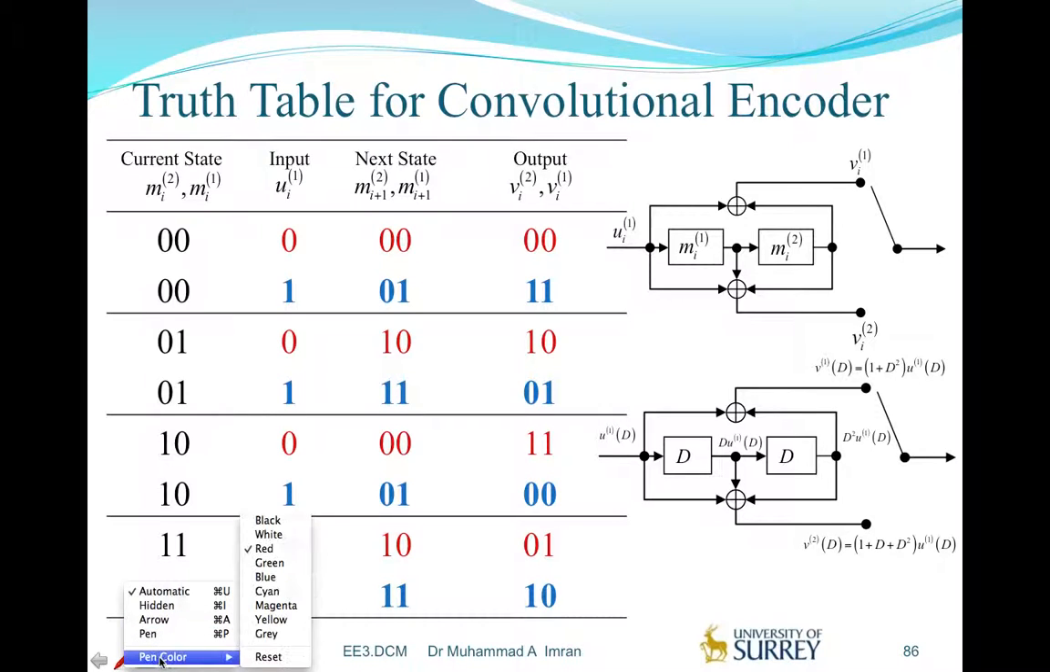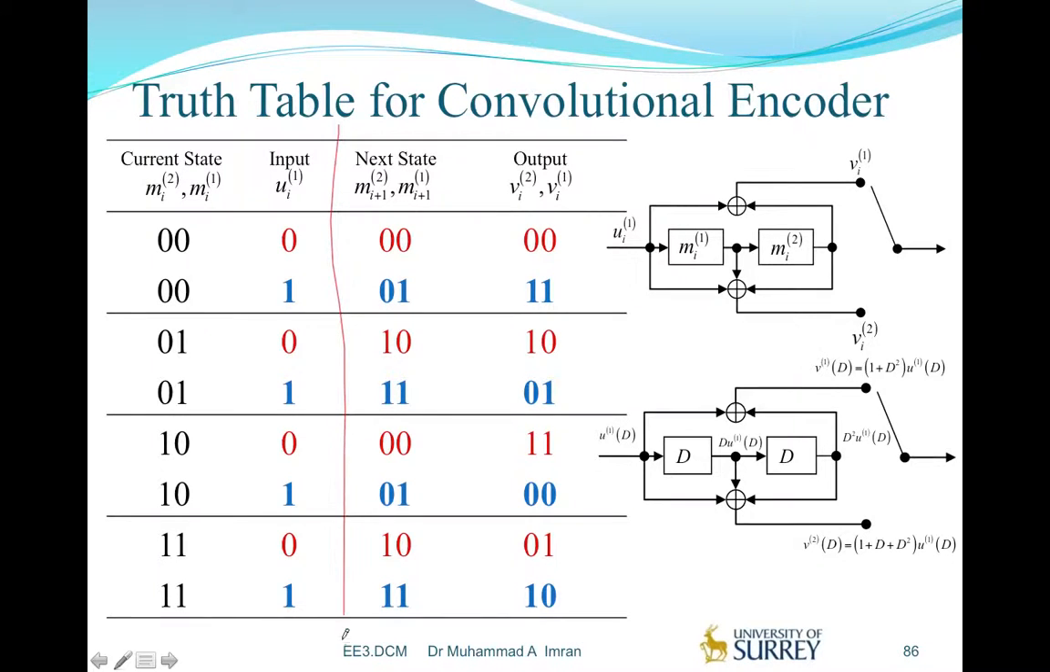So if I draw a line here, then on the left hand side of the table you have the inputs. So we have to try with all possible inputs. So state 0 0 has two possible inputs, 0 and 1. Then state 0 1 has two possible inputs, 0 and 1. So there are 4 possible states, 0 0, 0 1, 1 0 and 1 1, and for each state I have to try both 0 and 1 as an input U.